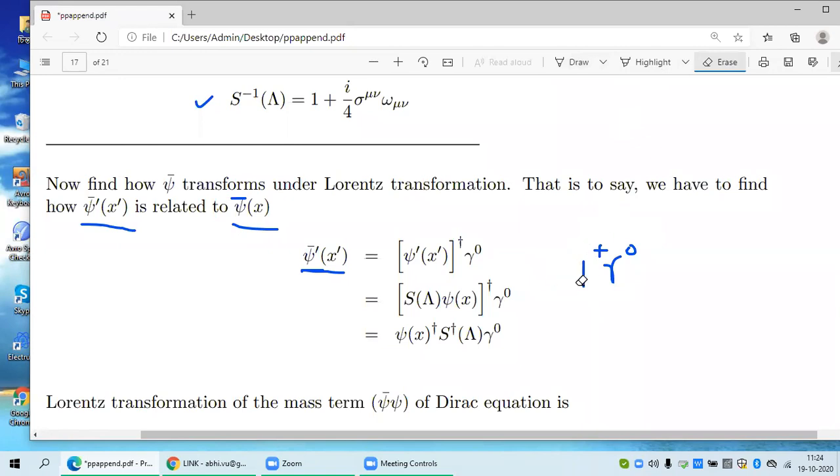Now I use this definition, psi dagger. In place of psi prime, I know what it is, because it is S psi. I take the dagger, and when I take the dagger, they will flip, because (AB) whole dagger is B dagger A dagger. So psi bar is related to psi in this way: psi dagger of x times S dagger.